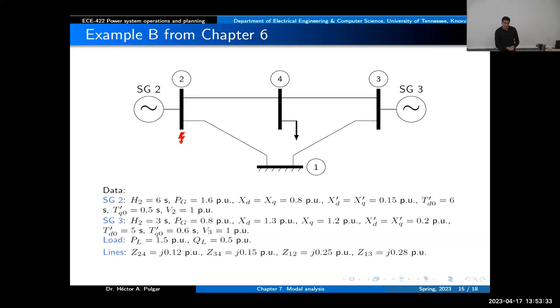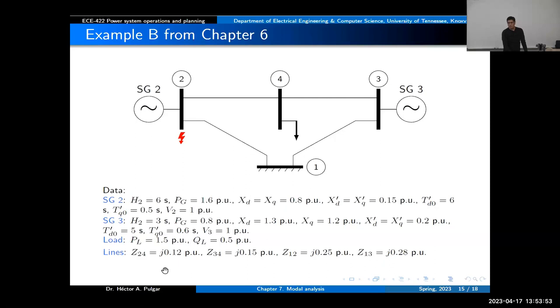That's the system. We have the code in Canvas. We run time domain simulation for this system. And this is the base case. The data is here, but one change that we made in this system, and with that we obtain very different results, was to change the inertia.